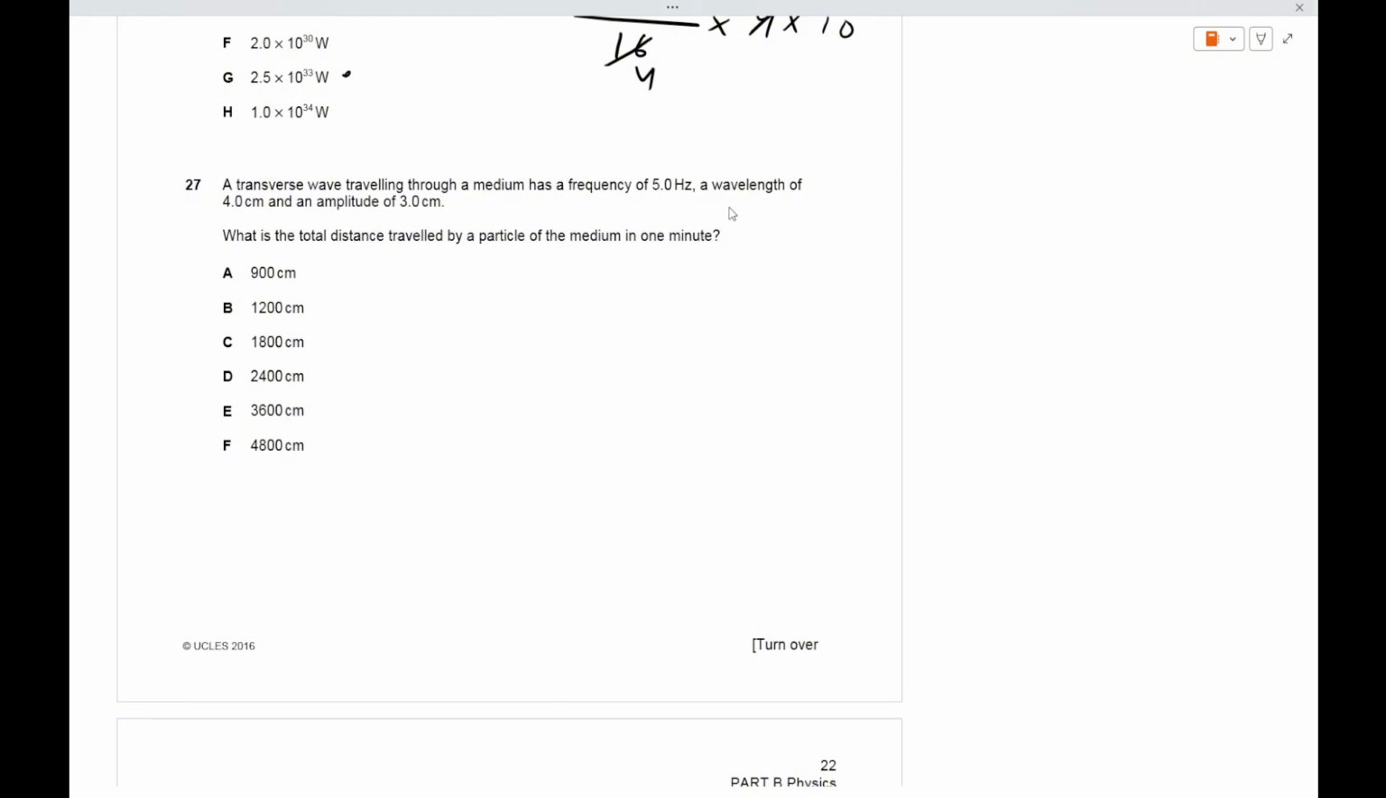So this question is actually simple, but people get tricked by it. People usually try to find the velocity of it, and then they do the velocity times the time, which is 1 minute. But that's not what it's asking for, because it's not asking the total distance traveled by the wave. It's asking for the distance traveled by the particle. And a particle in a transverse wave is going to be up and down. That's how the particle is going to move. And the amplitude of that is 3 centimeters.